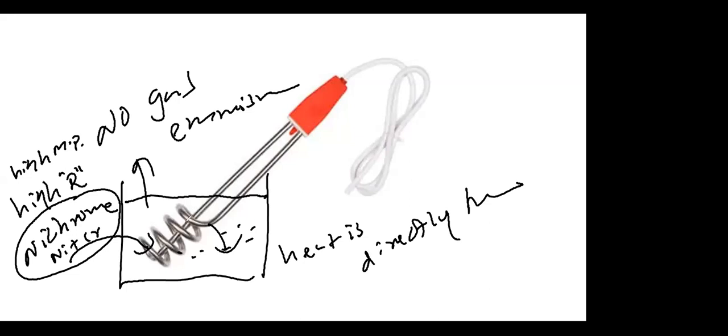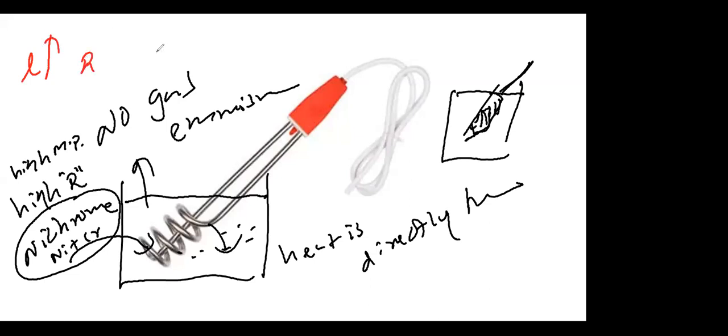Why is it coiled? Can't they put a direct rod here? Why is it coiled? Remember what you learned in grade 10: when the length increases, resistance increases. When the resistance increases, the heating effect is more. More heat is generated. Long wires with high resistance get overheated.